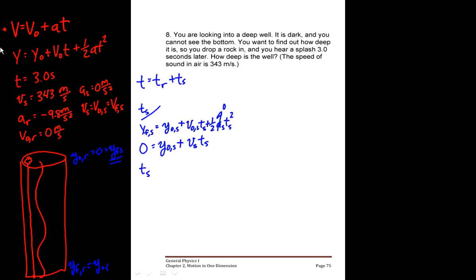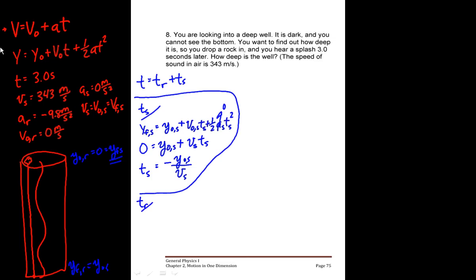I get ts is equal to negative y naught s divided by vs. You have to be careful with your signs in this case because you just have to make sure that you're using the same coordinate system. The signs can get a little mixed up, so just be very careful with your signs. All right, now let's do t for the rock.